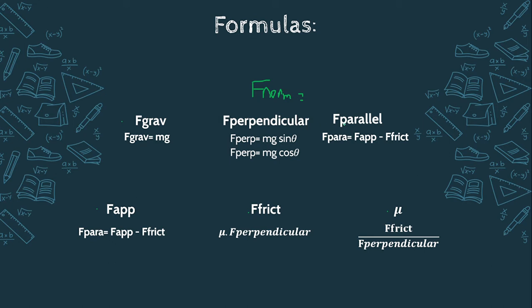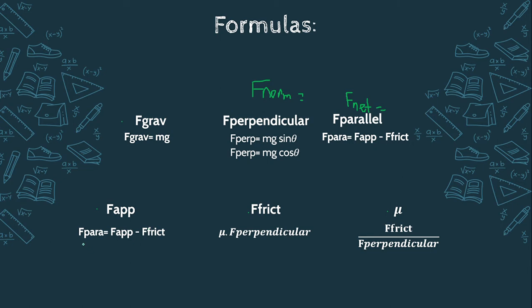F parallel's formula would be F para equals F app minus F fric. So why is there no more net force? Like this F norm, net force would be equivalent to F parallel. Moving on, F app has a formula of F para equals F app minus F fric.